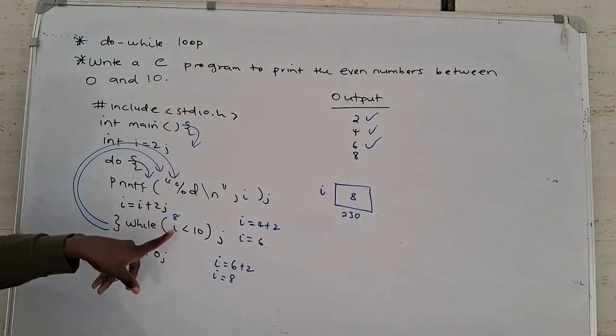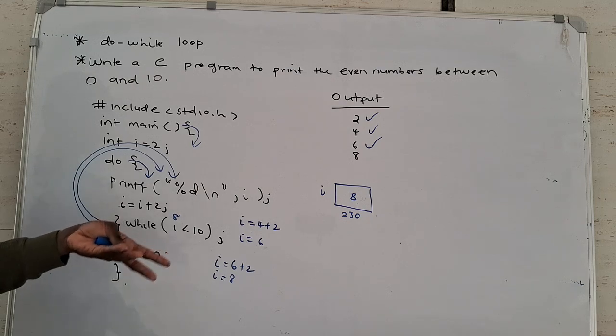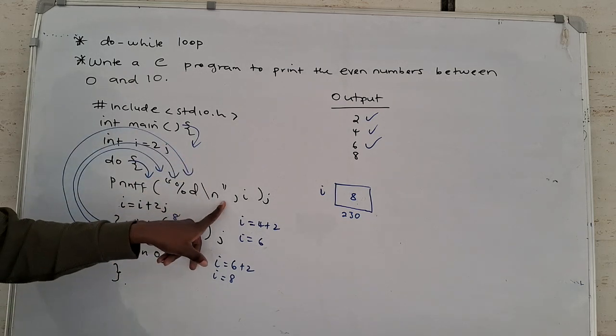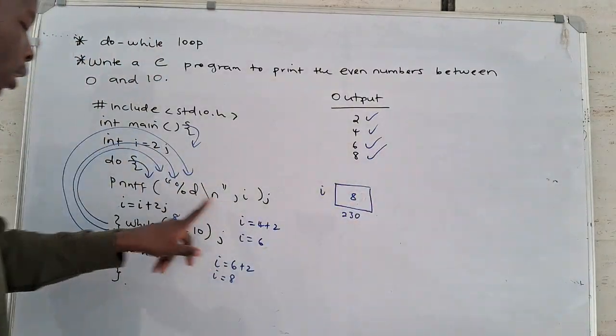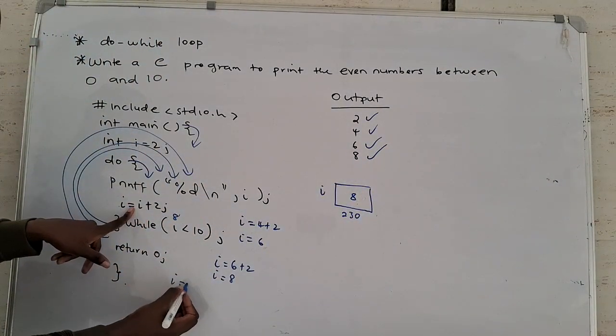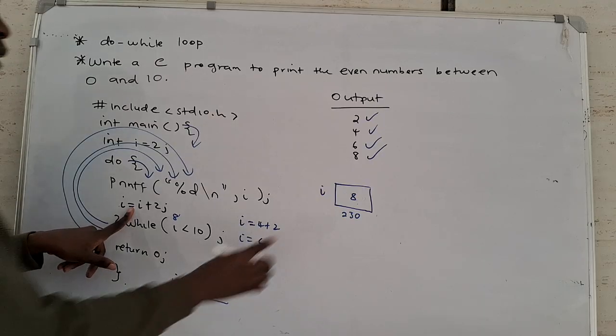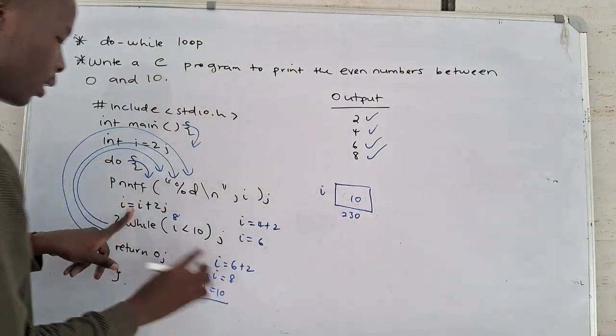It is going to check. 8 is less than 10. This is true. It is going to enter again. Now the value of I is printed, this 8. This 8 is incremented. I is equal to 8 plus 2. What is the answer? This is 10. Now the new value of I is 10.